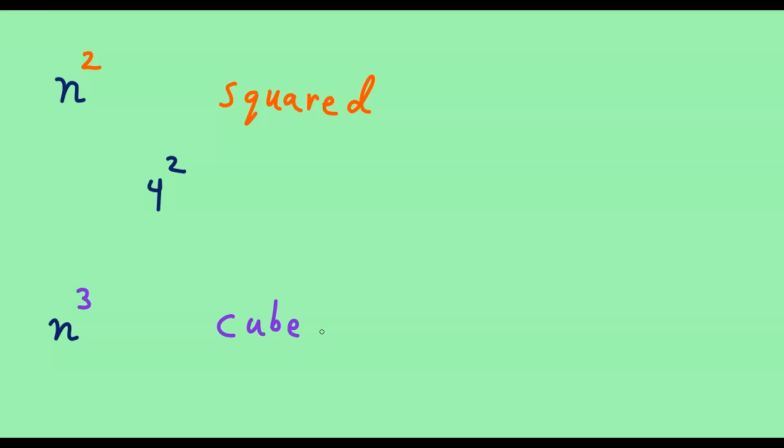Now, two common exponents are 2 and 3, and so we give them special names. Suppose we have a number n, and we raise that to the power of 2. Then we say that this is n squared. For example, if we have the number 4 to the power of 2, we will read this as 4 squared. Now, if we have n raised to the power of 3, we call that n cubed. That is, if we have a number, say 7 to the power of 3, we call that 7 cubed.